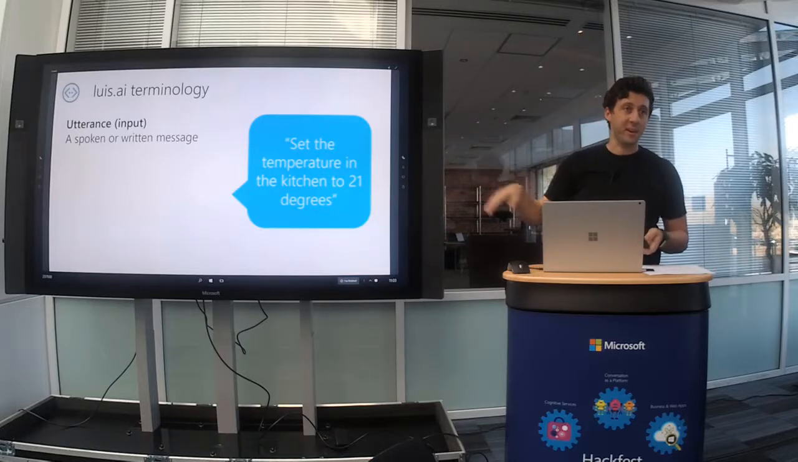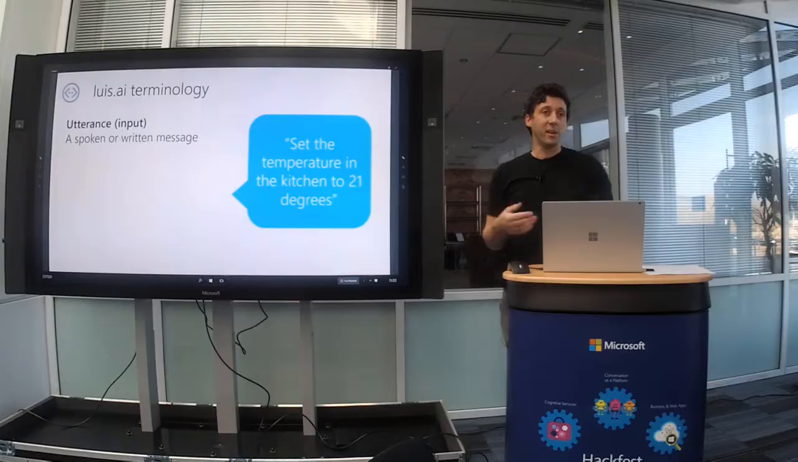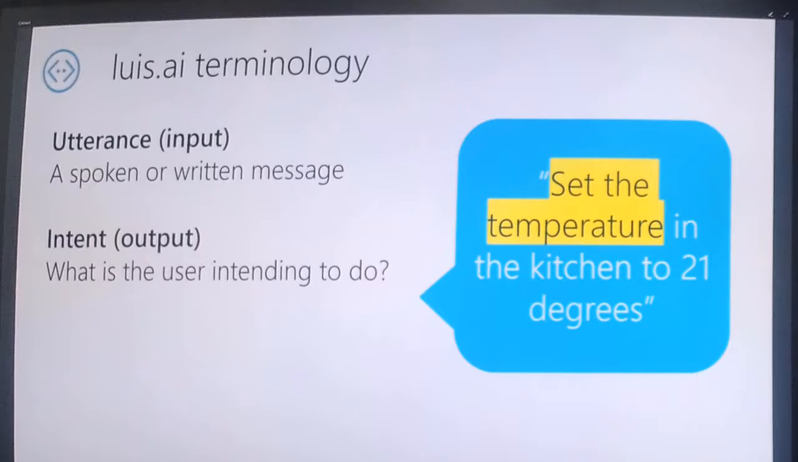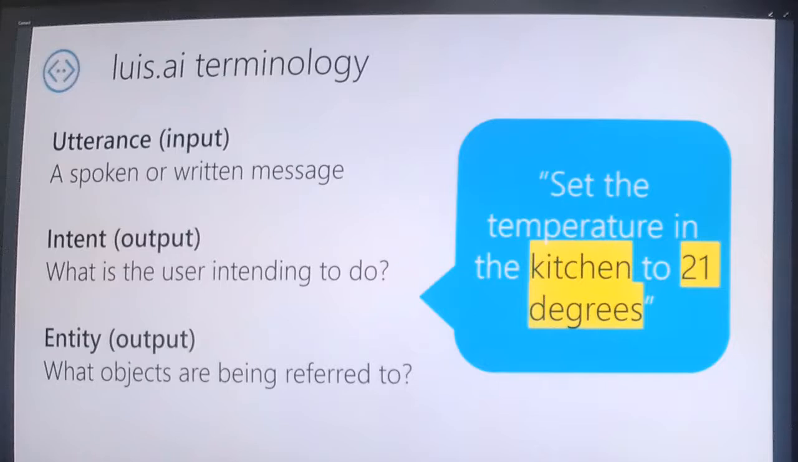LUIS calls this an utterance, and this is really just a spoken or written message. The intent, which is an output of LUIS, is to set the temperature. So that's what the user's intending to do. The other thing that LUIS will give you is the entities that the user's talking about. The entities are literally just nouns, things that a user's referring to in the context of an utterance. So here they're saying set the temperature in the kitchen to 21 degrees. The entities here are kitchen, which is a room, and 21 degrees, which is a temperature.